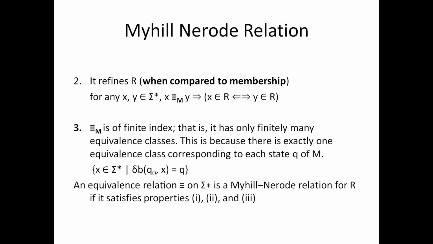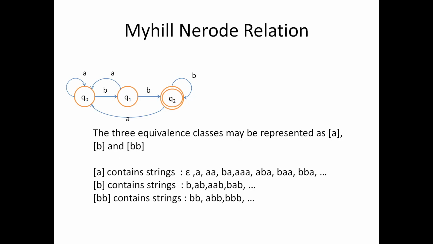So if all these three properties are satisfied, then an equivalence relation is also called a Myhill Nerode relation. Now let us see what we mean by this with respect to a DFA by taking an example. We have taken a DFA here, and it represents the strings that end with BB. So every string that ends with BB is being accepted.